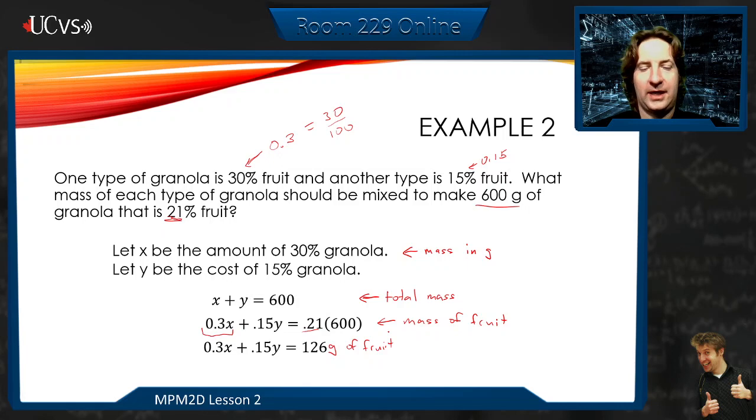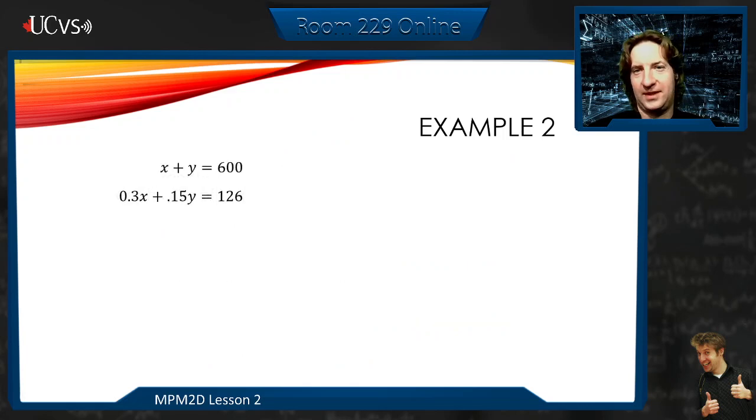Okay, I need 126 grams of fruit. And I need to get that from my first granola and my second granola. So now I have two equations, two unknowns. Let's get to work. So let's take our two equations here.